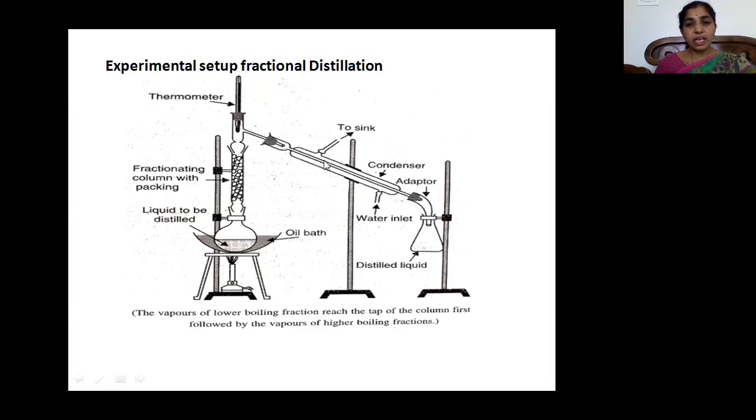The condenser is fixed. It has two outlets, one for water inlet and another for water outlet. So water can be connected through the tube and it is made to circulate through the condenser. When the highly volatile liquid enters here, it condenses and it falls here. So this is the fractionating column. You can use any type of fractionating column depending upon the mixture of liquids you have taken. Here you can see the thermometer is fixed. Sometimes if the Bunsen burner is not sufficient, you can even use an oil bath.